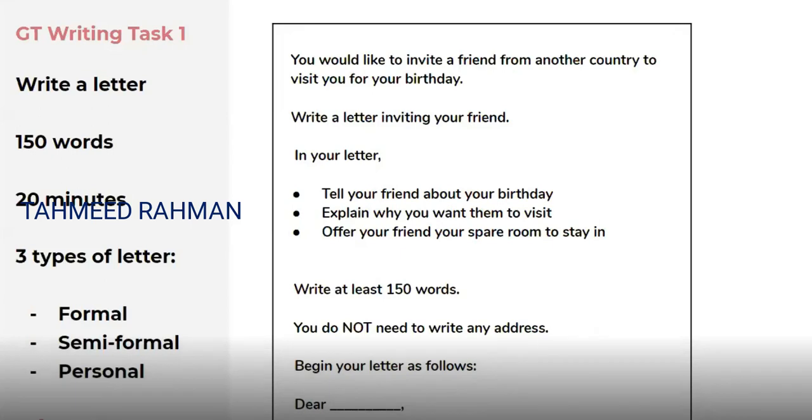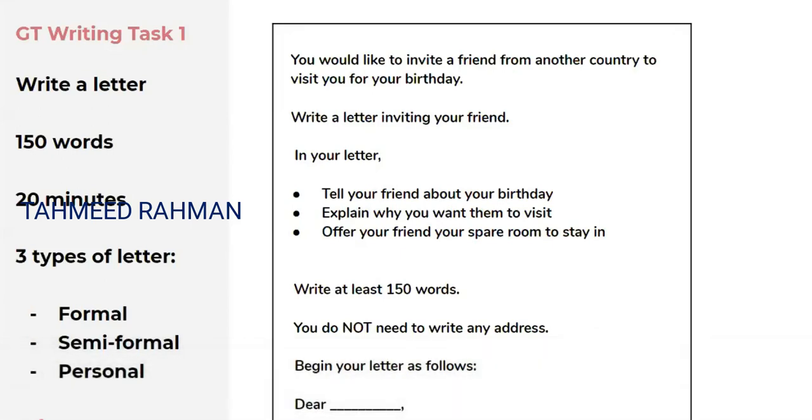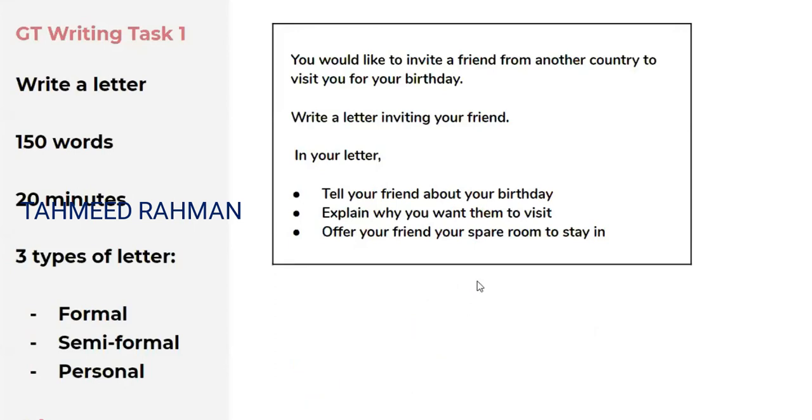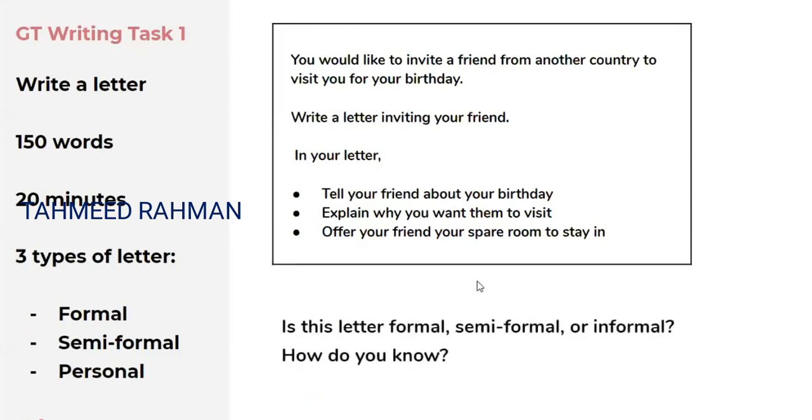So, the three types of letters are formal, semi-formal, and personal letter, also known as informal letter. Now, the sample given here is definitely an informal letter. You would like to invite a friend from another country to visit your birthday. So, there are 3 points given. Tell your friend about your birthday, explain why you want to visit them, and offer your friend your spare room to stay in.